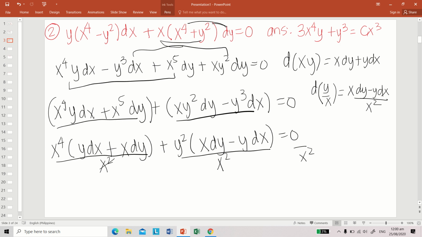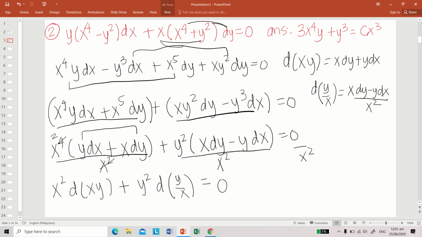so x squared will cancel out, so we will only have x squared here. So we will have x squared differential of, so this one is differential of xy plus y squared, and then the differential of y over x is equal to 0. As you can see, we can integrate it. So the next thing that I'm gonna do is I'll divide both sides of the equation by x squared.